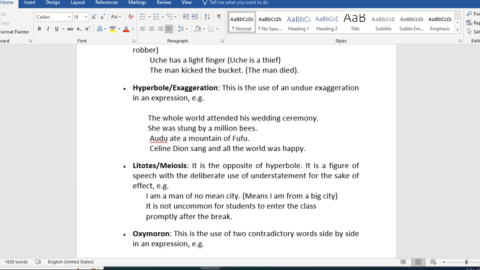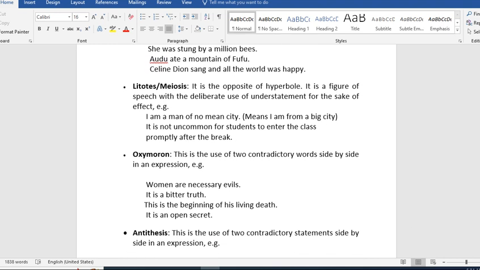Can you count them? I could eat a mountain of fufu. Celine Dion sang and all the world was happy. Those are examples of hyperbole or exaggeration.